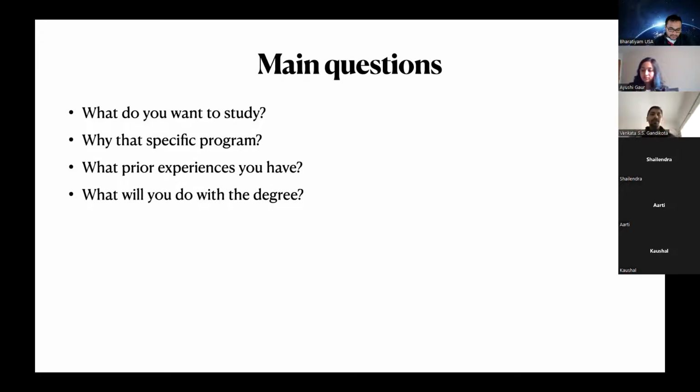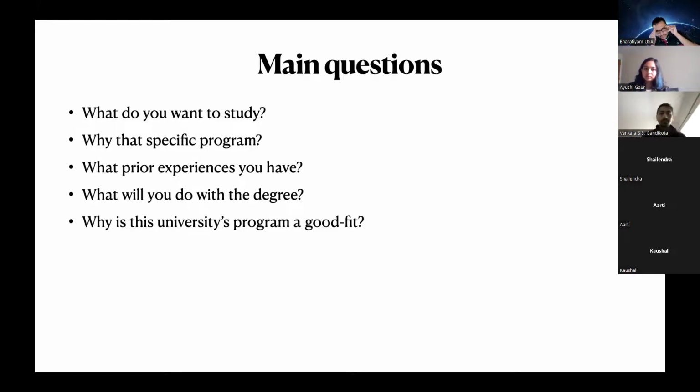And finally, the last two things that you really want to specify are what you will do with that degree, which I have already touched upon before. So what is your final goal, and how will this specific degree help you achieve that final goal? And the most important thing that many people skip over is addressing this particular question.